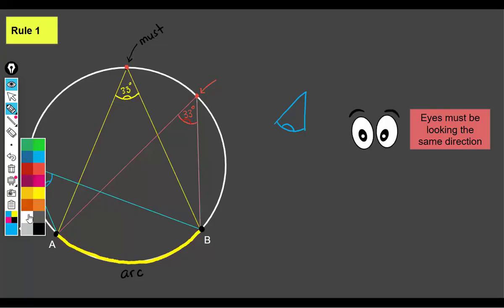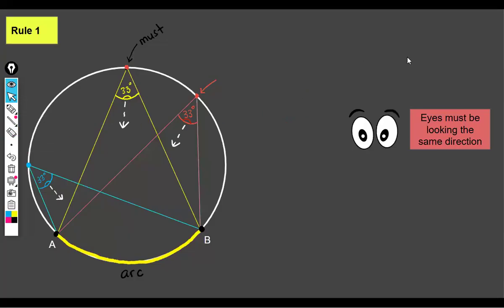Tell me something. Are all the eyes looking in the same general direction? Are all of them looking downwards at the same point? You notice all of them looking at the same point. They are looking in the same direction. The angles are only equal, right, if they both start at A, end at B, touch the circumference, and also they must be looking in the same direction. If the eyes are not looking in the same direction, the rule doesn't apply.